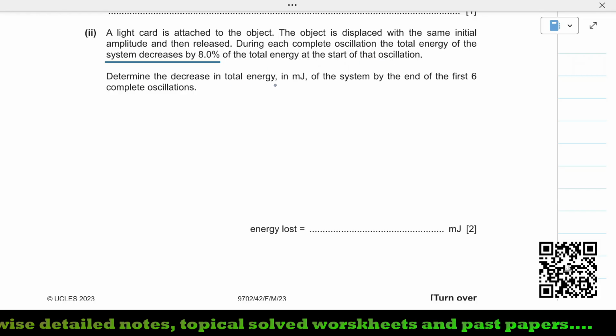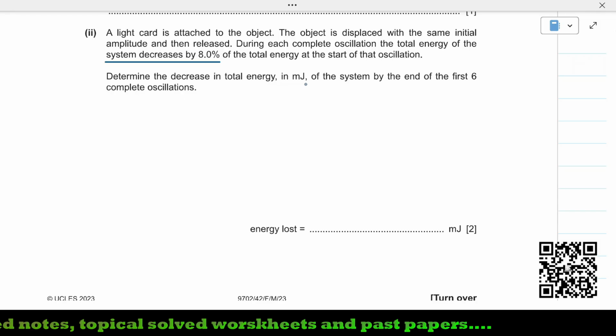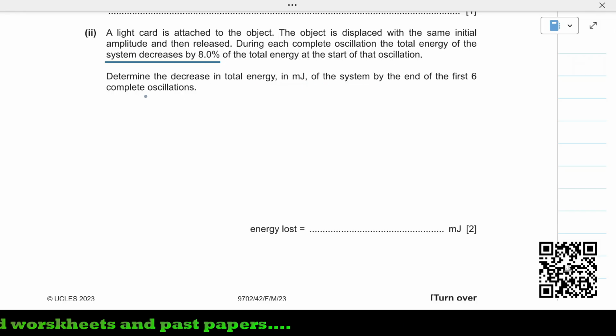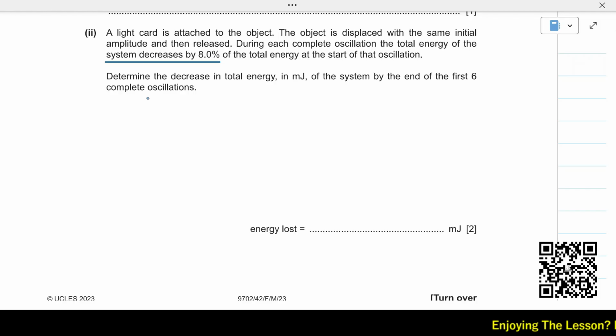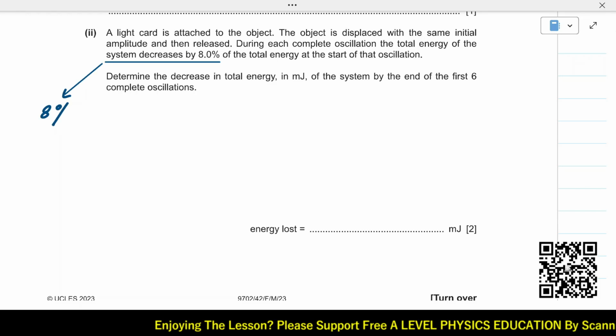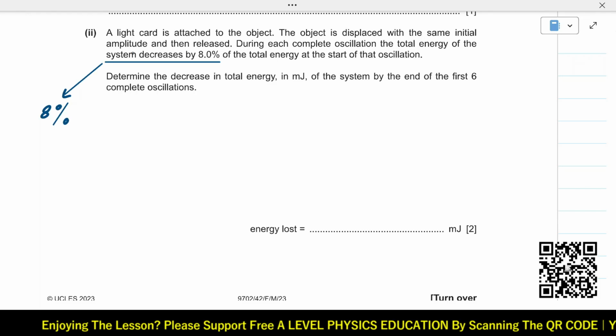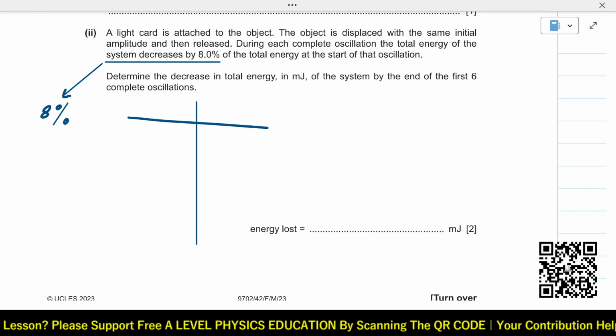Determine the decrease in total energy in millijoules of the system by the end of the first 6 complete oscillations. So how much energy is decreased or lost in the first oscillation? What percentage? 8%? So let me ask you this.